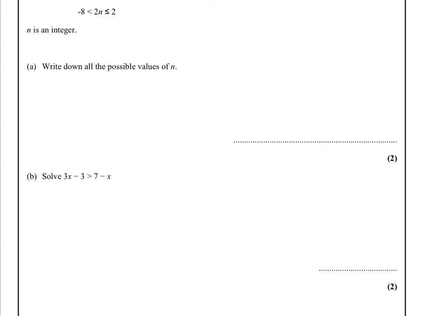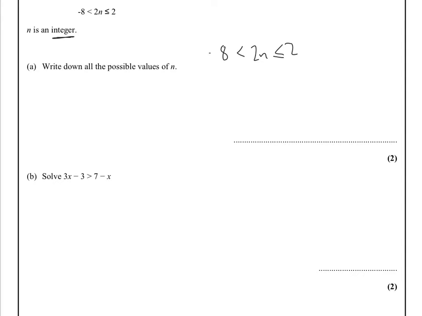Question 13. We're given the inequality -8 is less than 2n, which is less than or equal to 2. And it says that n is an integer. It asks us to write down all the possible values of n. Okay, so there's some number that multiplied by 2 is greater than -8 and less than or equal to 2. Saying it's multiplied by 2 because we've got that 2n is between these two numbers.